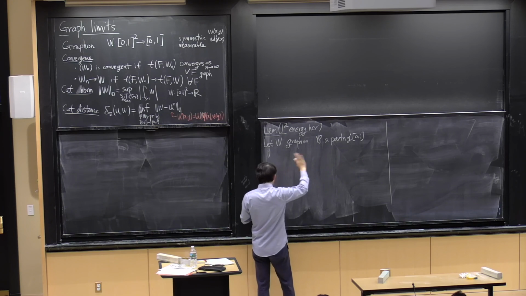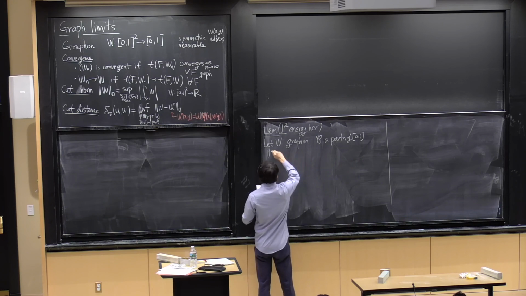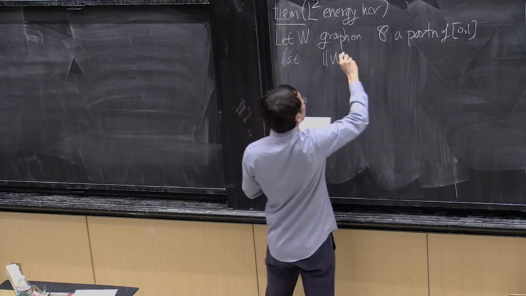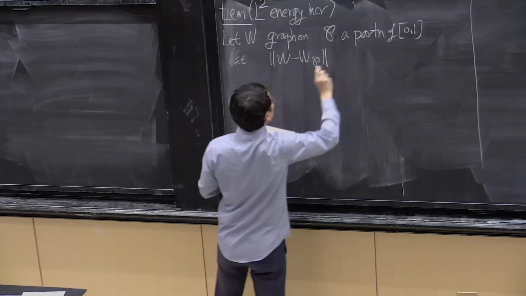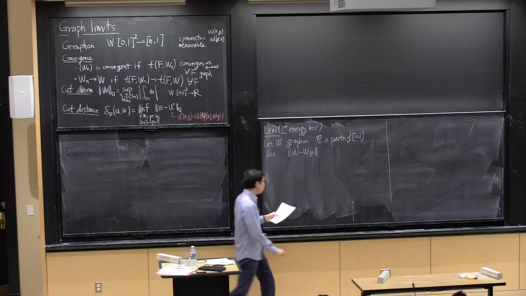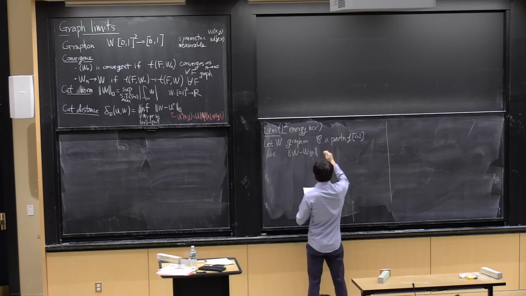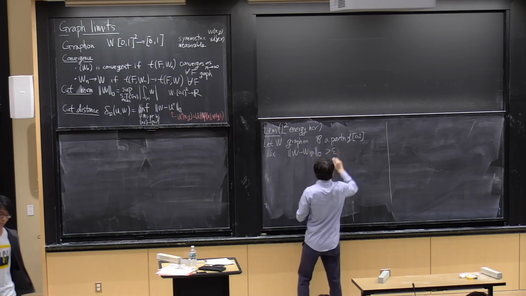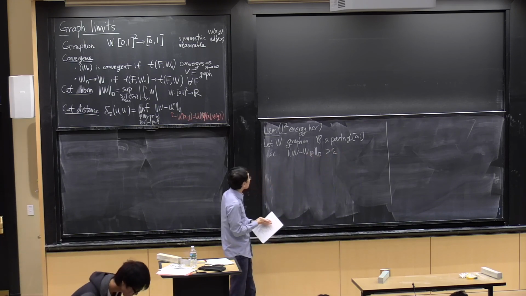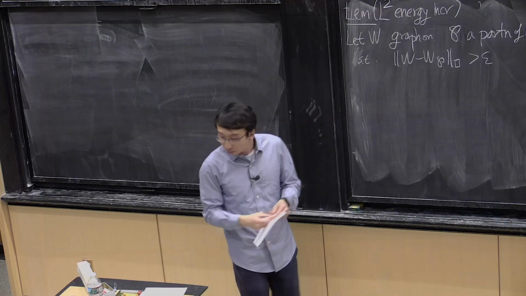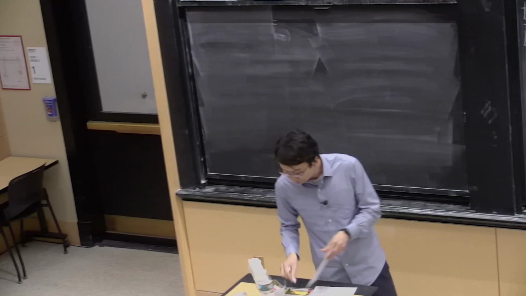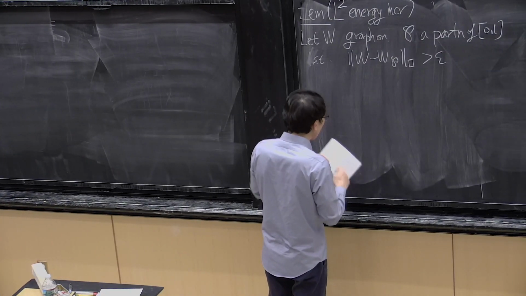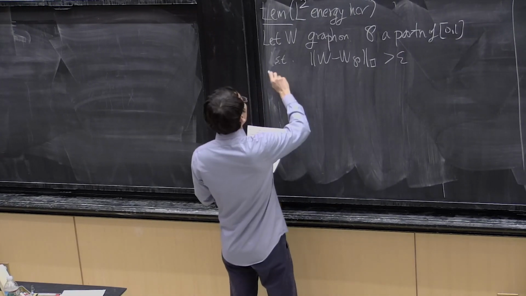such that the difference between W and W stepped by P, in the cut norm, is bigger than epsilon. So this is the notion of being not epsilon regular, in the weak sense: not weakly epsilon regular.